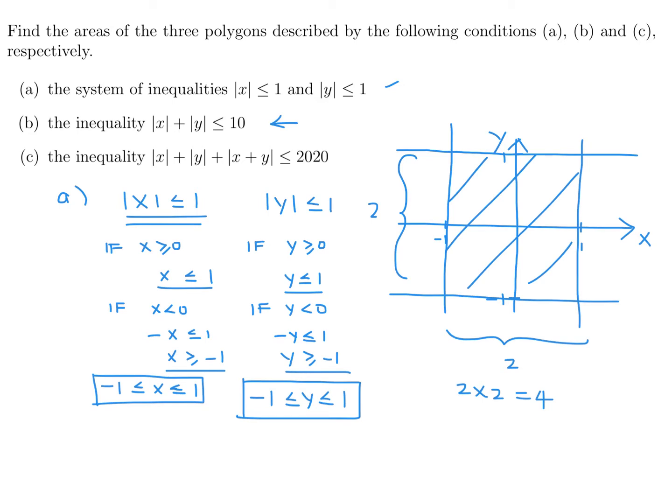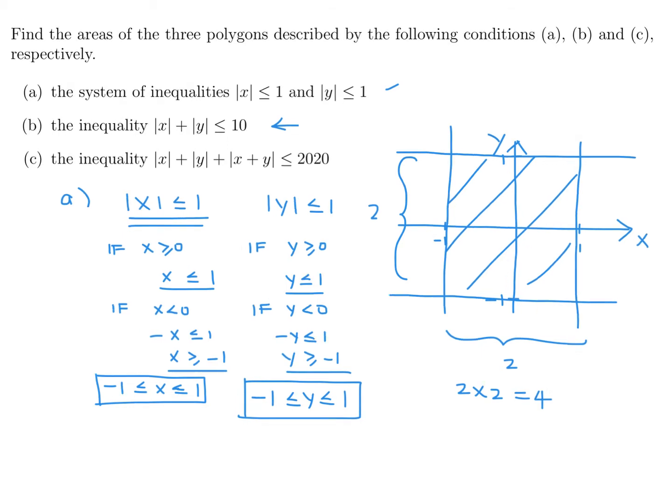Part B, the inequality: absolute value of x plus absolute value of y is less than or equal to 10. Okay, so I'm going to need some space here. So what are the scenarios here? The first one is when both of these are greater than or equal to 0. If that's the case, we have x plus y is less than or equal to 10, so y is less than or equal to 10 minus x. Or if you really want, you can write it as minus x plus 10.